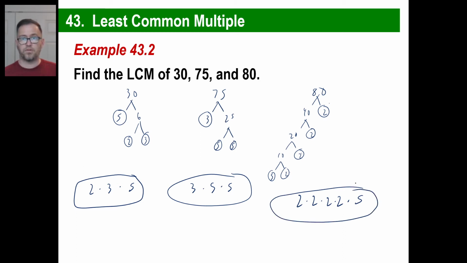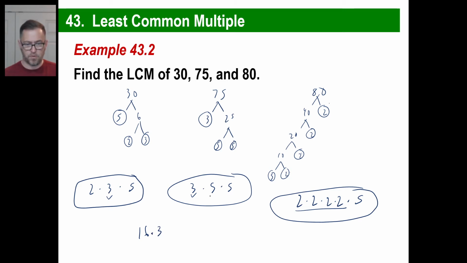All right, let's just start with 2's. Which has the most 2's? Obviously this one does, right? 2 times 2 times 2 times 2 is 16 times something. Which has the most 3's? Well, there's a 3 and there's a 3. It's a tie, so times 3.